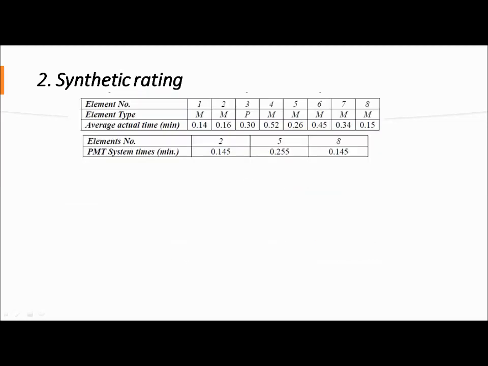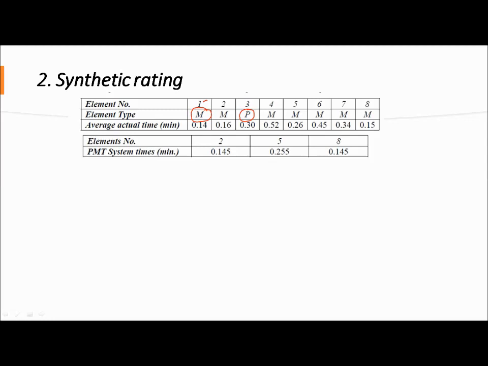To understand the concept better, let us take an example. In this example, you have a table which shows the number of elements, that is 1, 2, 3, 4, 5, 6 up to 8, and the type of the element. M represents a manual element, and P represents a machine power element. Then there is the actual time, that is the observed time for doing that particular motion: 0.14, 0.16, etc.